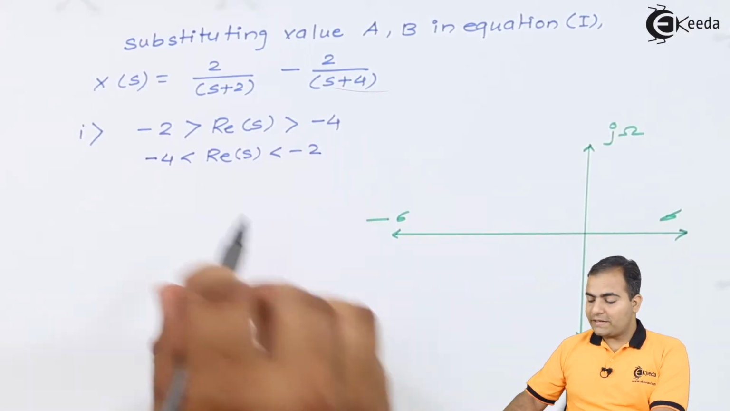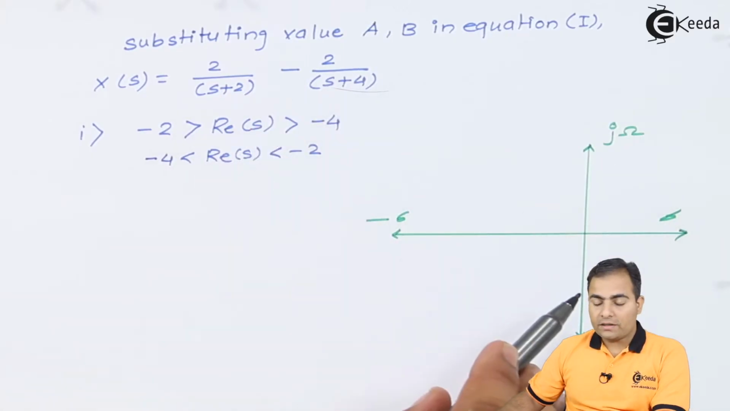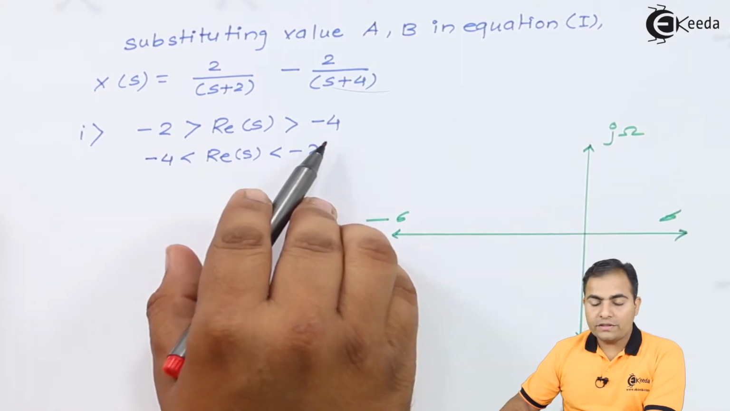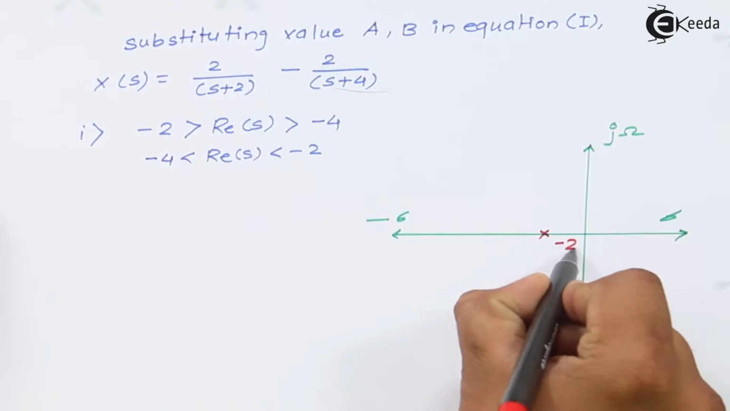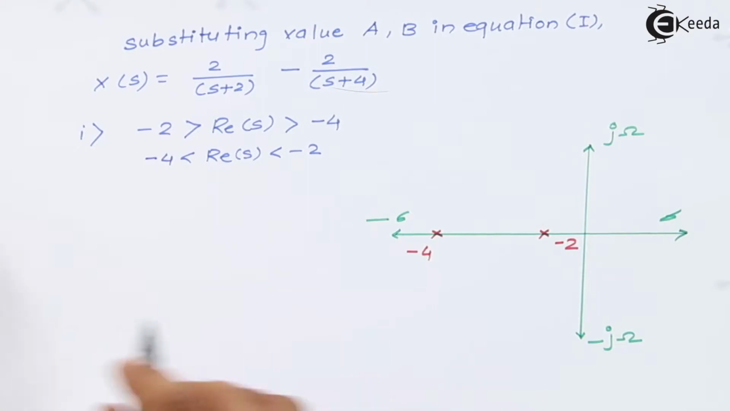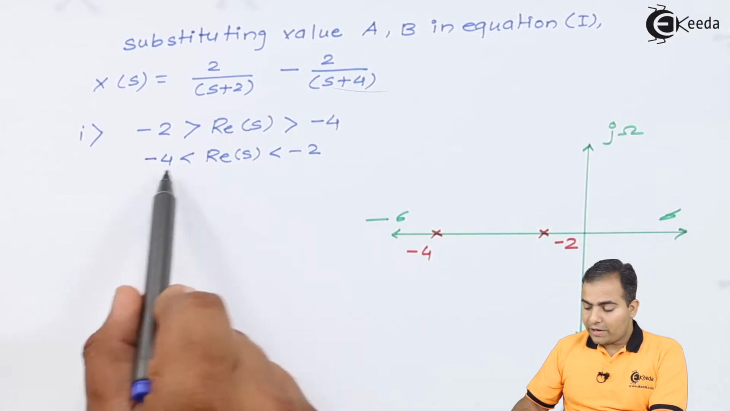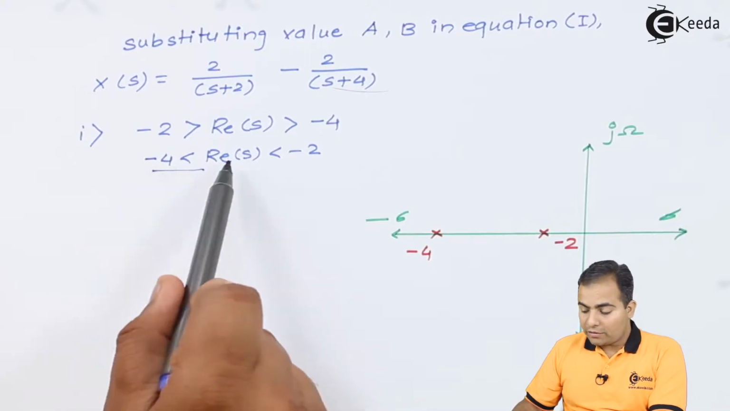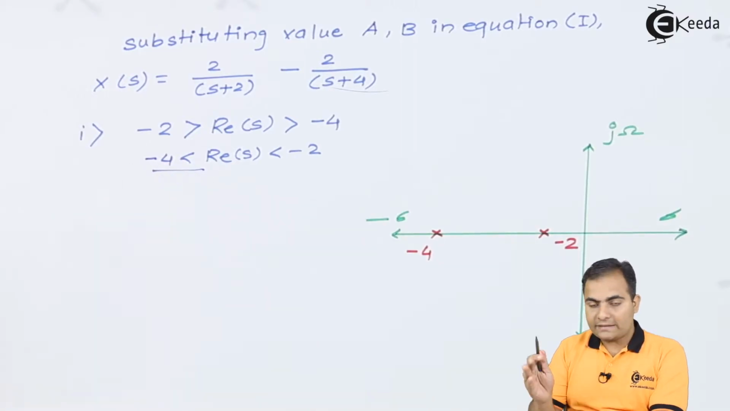Now look at here. Basically our poles are minus 2 and minus 4. So first of all on the s plane I will place all the pole values. Basically minus 2 is the higher pole, whereas minus 4 is the lowest pole. So this is our minus 2, which is the higher pole, and this one is minus 4, which is the lowest pole. Now here the ROC exists between minus 4 and minus 2. Here the ROC is greater than minus 4, which means for minus 4 the ROC is right-sided.